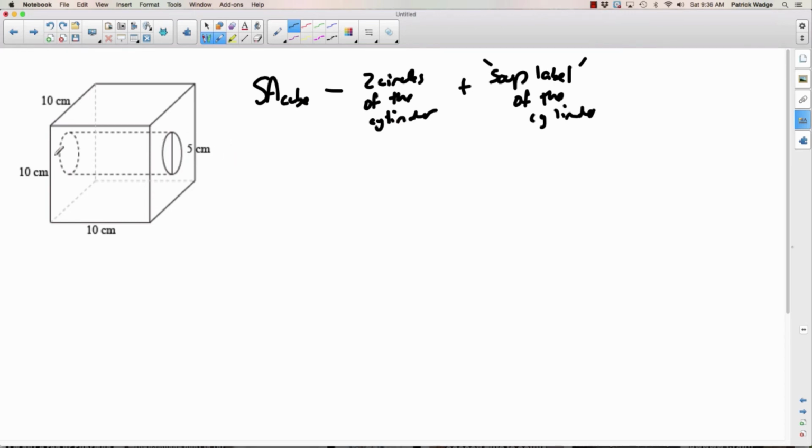But wait a minute, when you hollowed that out, you could now reach in with your paintbrush and paint all inside there. So that's a new face that's part of your surface area. So you need to add on that soup label there. All right, let's give this a try.